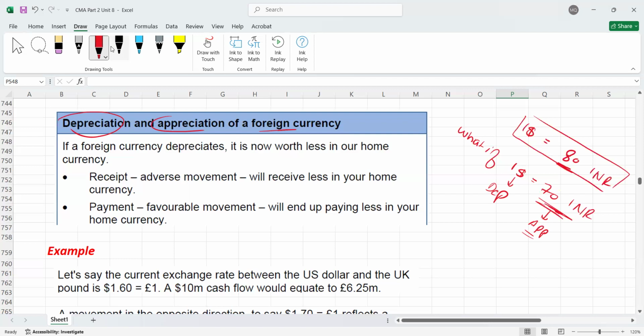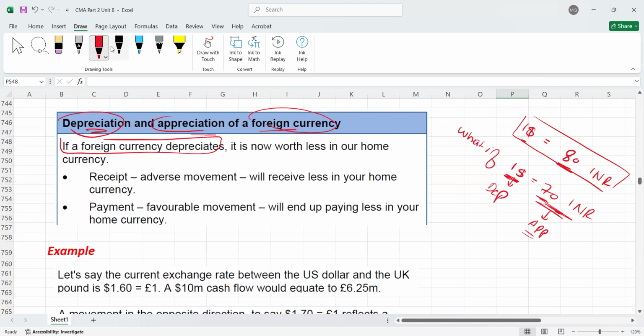You can check it this way. Previously you were paying 80 rupees to get $1. Now you have to pay only 70 rupees to get $1. It means the Indian currency has appreciated and the dollar has depreciated. We are talking here about depreciation and appreciation of foreign currency, because this point is explained from the foreign currency point of view. Here the dollar is the foreign currency, and it is depreciated.